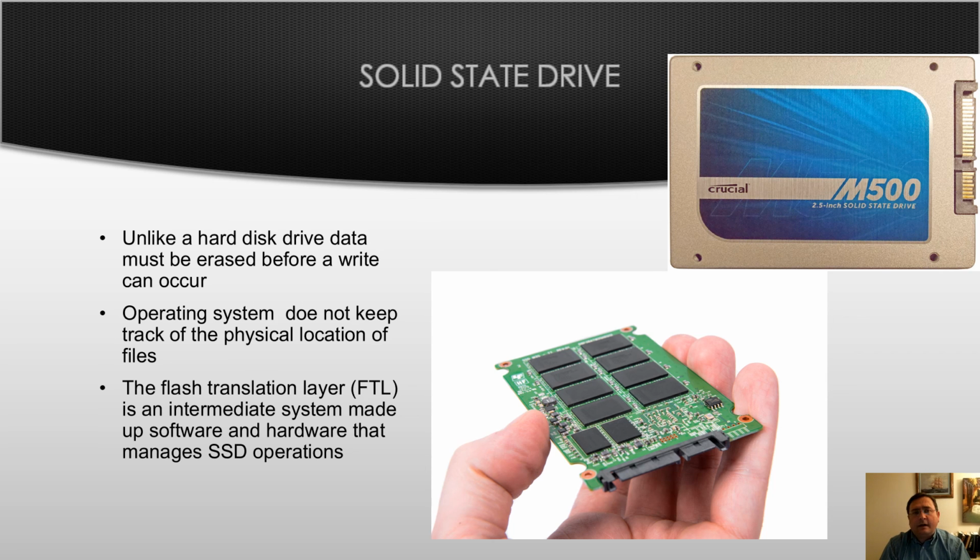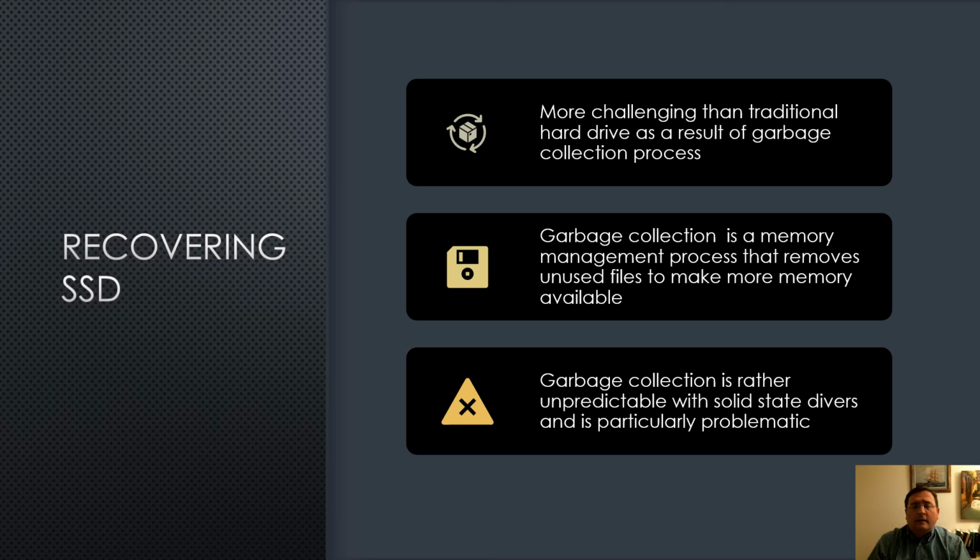Unlike a hard disk drive, data must be erased before a write can occur on the SSD. The operating system does not keep track of the physical locations of files, and the flash translation layer is an intermediate system made up of software and hardware that manages the SSD operations. Garbage collection is essentially an SSD operation that separates valid active data from invalid, deleted data, and moves valid data to a different block on the SSD.